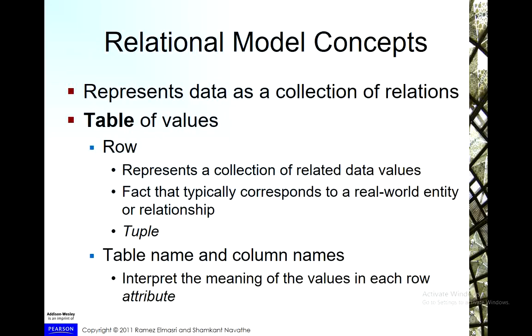The relational model has a lot of concepts that we need to talk about. One of them is a table, which consists of rows and columns. The table represents a collection of related data values that contain facts that correspond to a specific real-world entity or relationship. Also, a row is called a tuple in the relational model. A table has to have a name and has to have columns. So each row is a set of attributes that constitute that row.